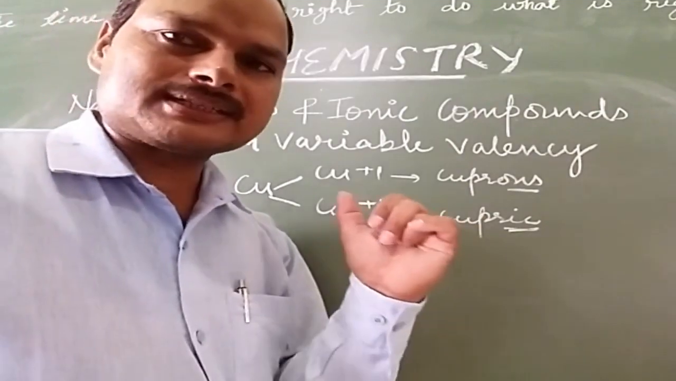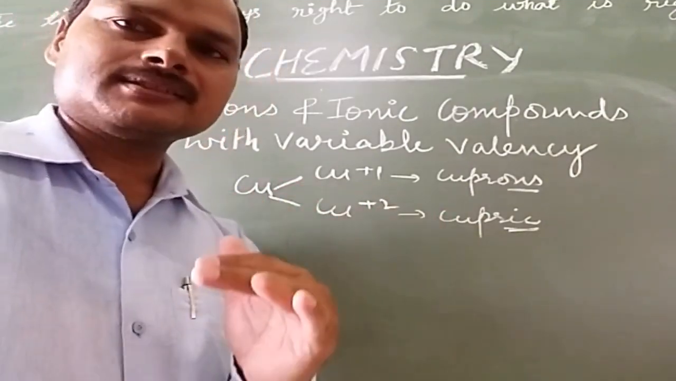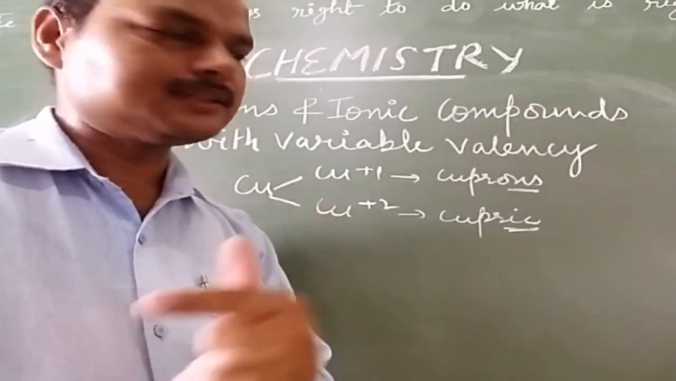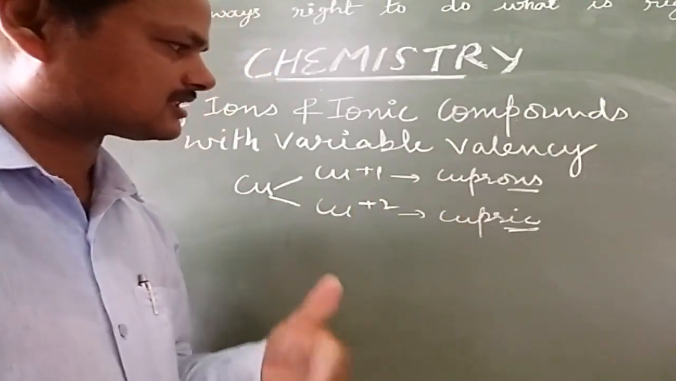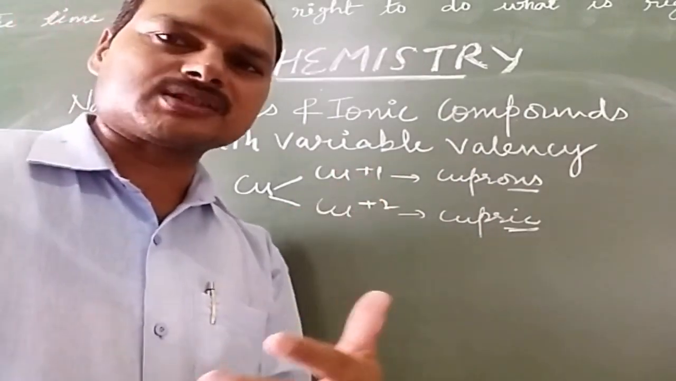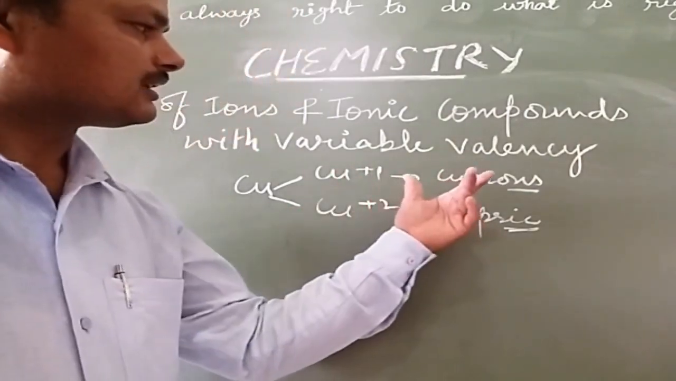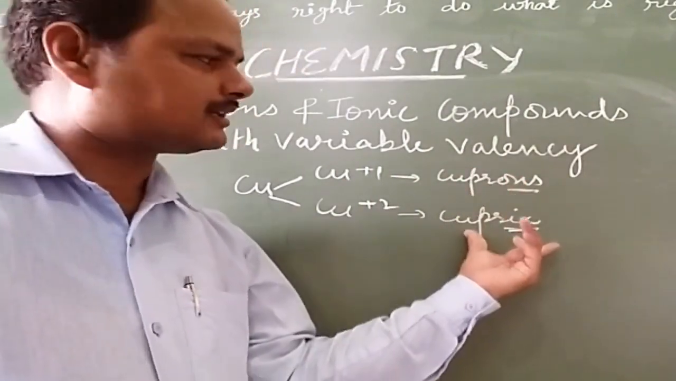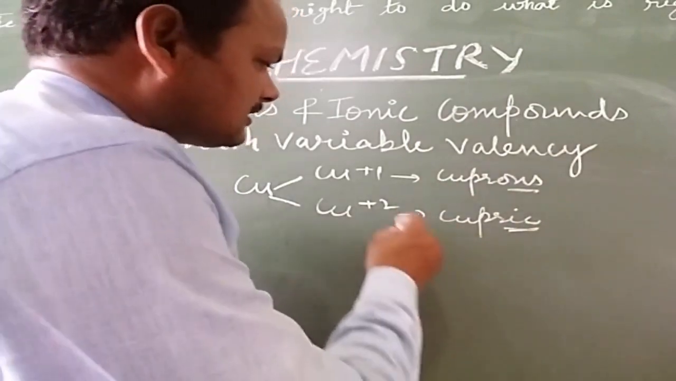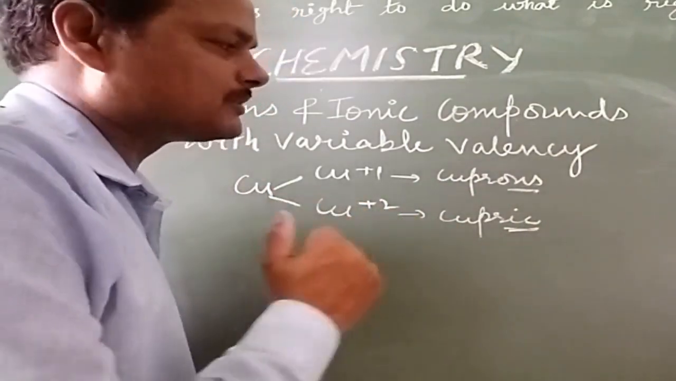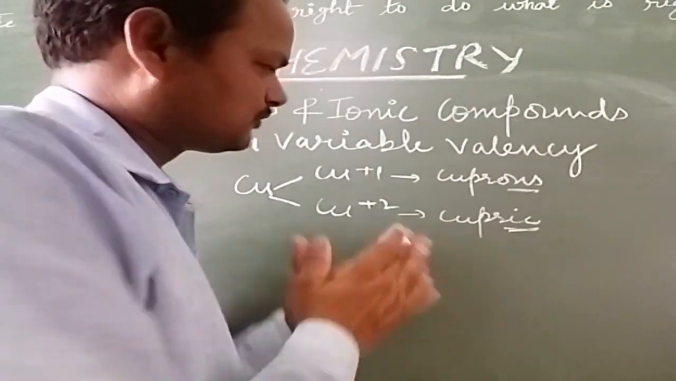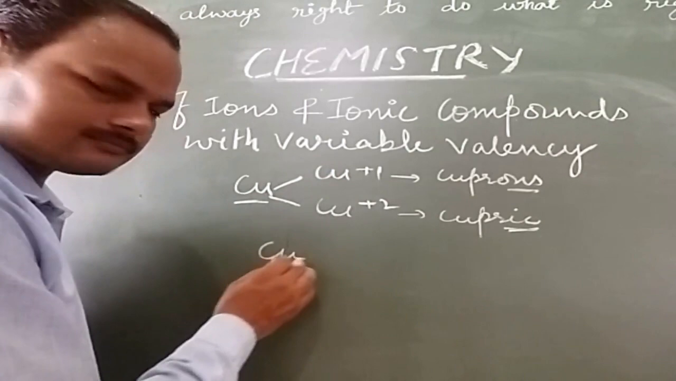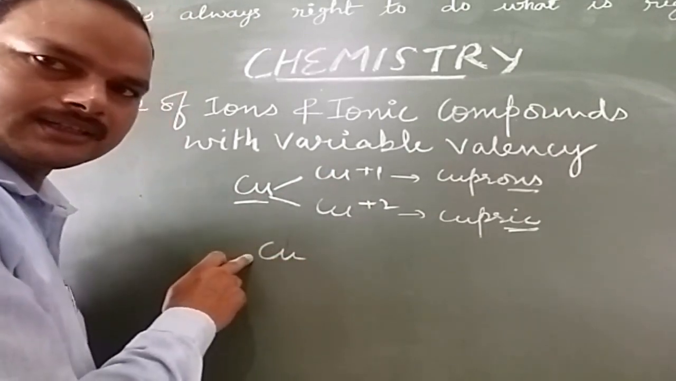Another name is also there, and that name is according to new conventions. IUPAC governs the rules for such types of compounds and other things in chemistry. This is the name according to the old convention, but according to the new convention, the name of the ion must be written with its valency. For example, this atom is copper.